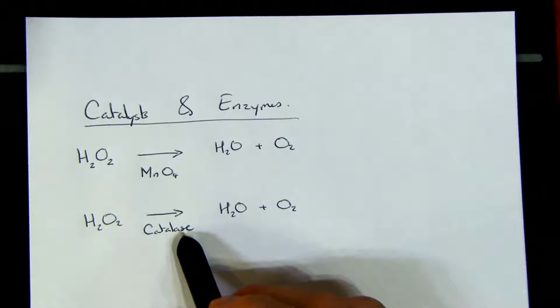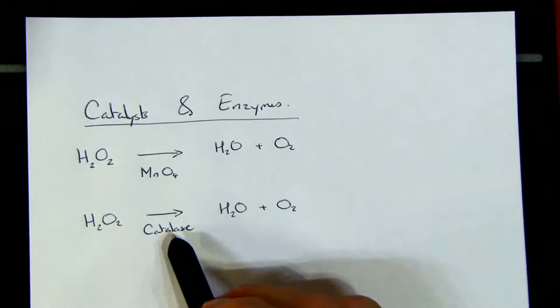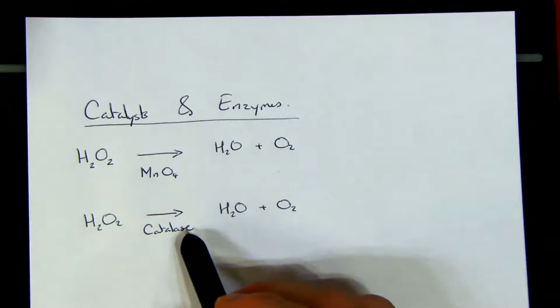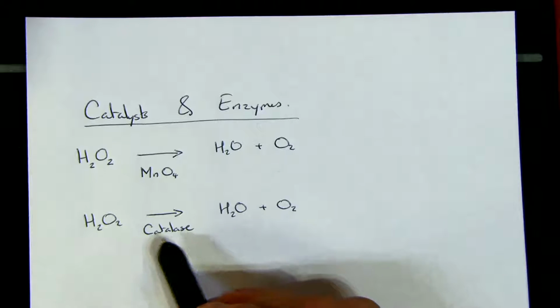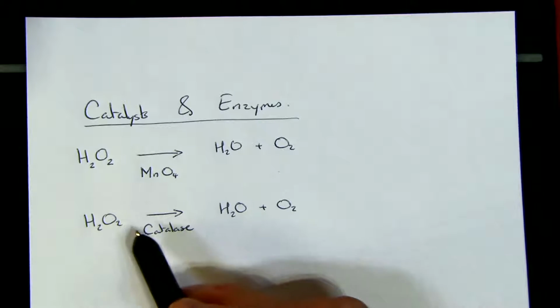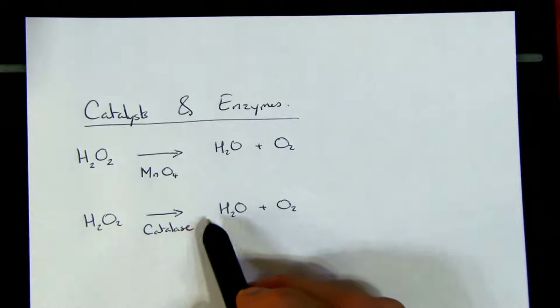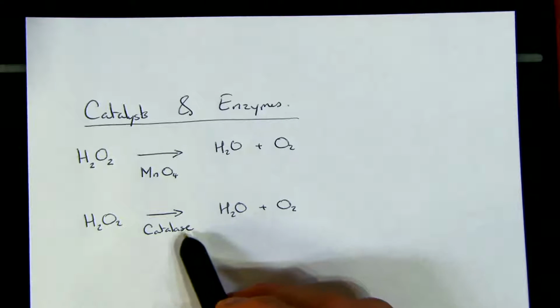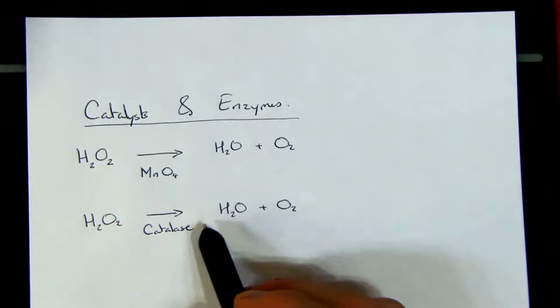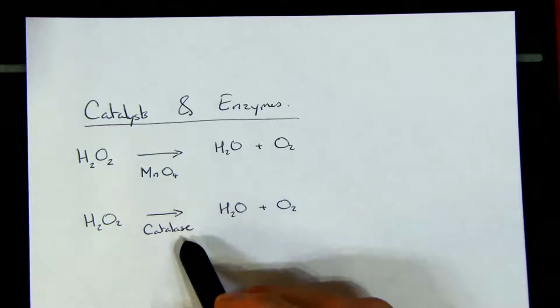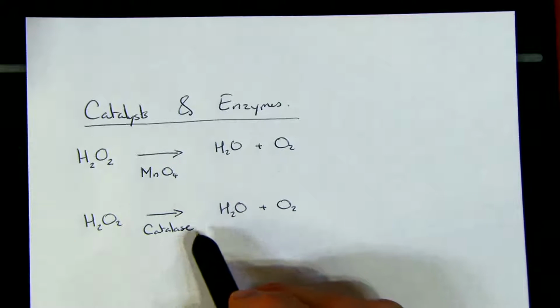We're going to use potato. It doesn't work as well, because in something like an animal, they want to try and get rid of the hydrogen peroxide really quickly. In a potato, the need for getting rid of it quite so quick isn't as desperate. So here, there's less of the enzyme, and it doesn't generally work quite as fast. But we'll have a look at both and see what happens.